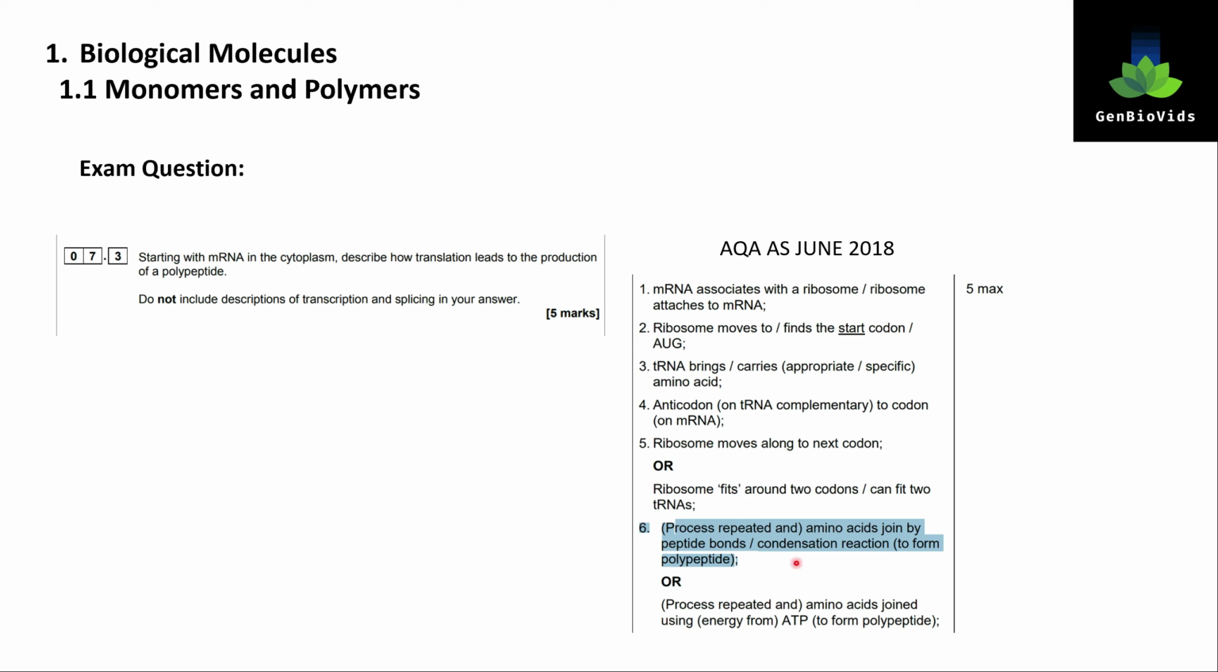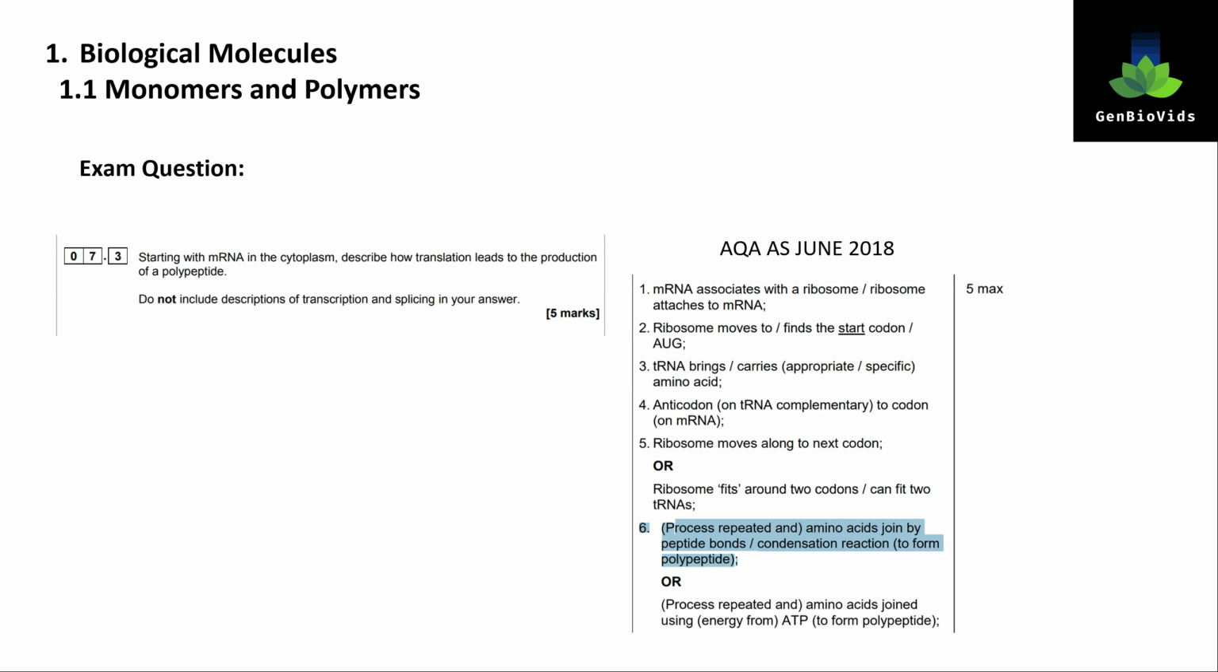So as you can see on point number 6 of the mark scheme, the individual monomer units of amino acids were joined by condensation reaction to form a polypeptide, which is a polymer. Okay, so that covers everything I wanted to talk about for this topic.